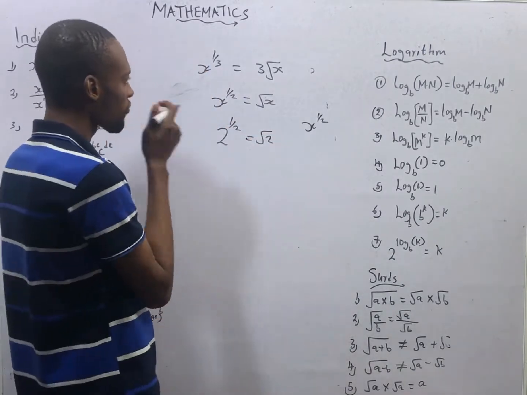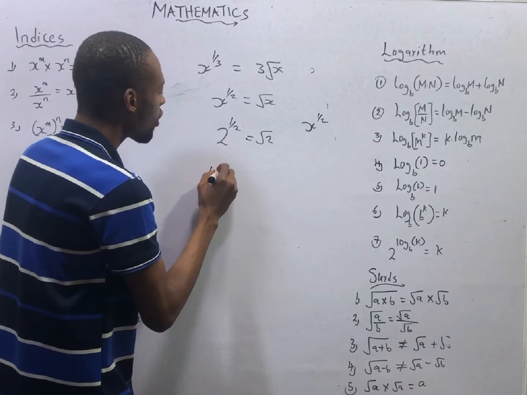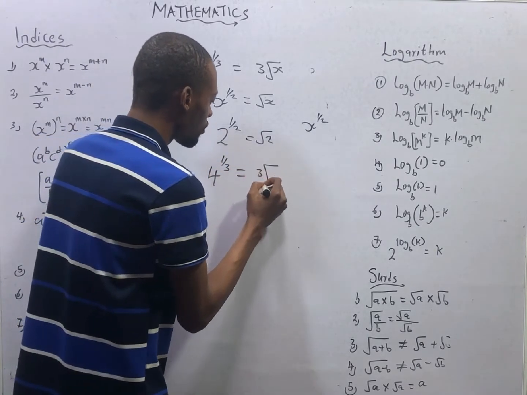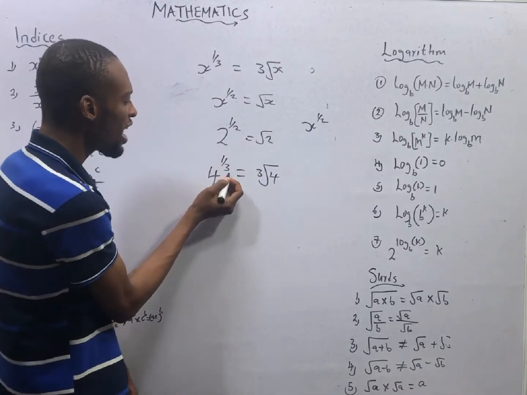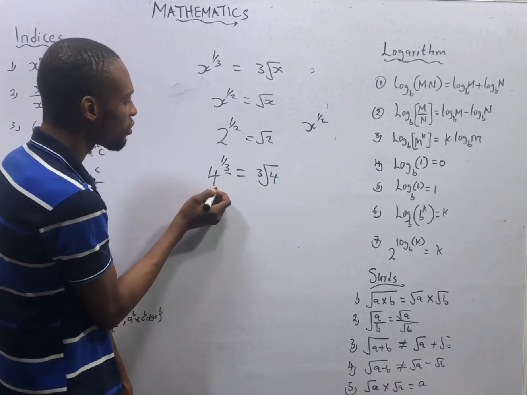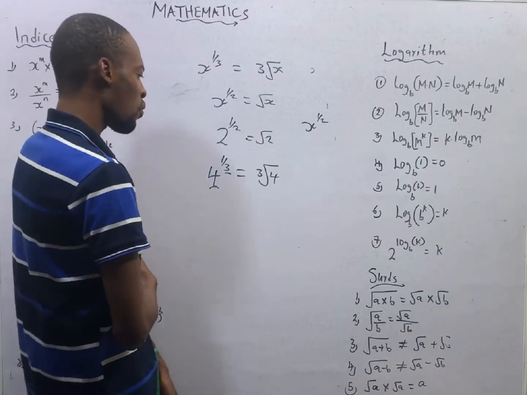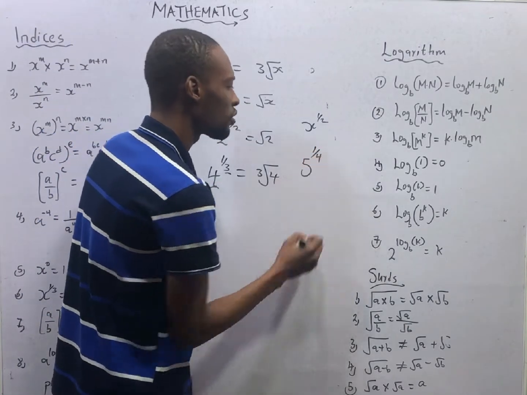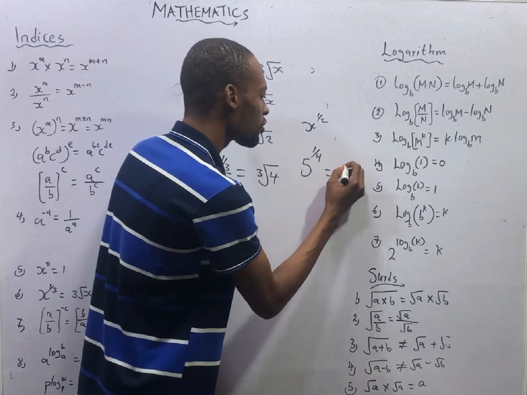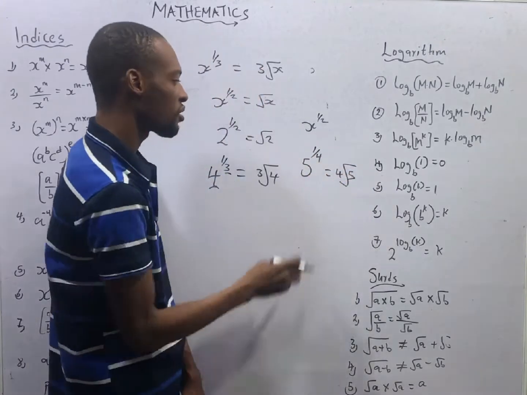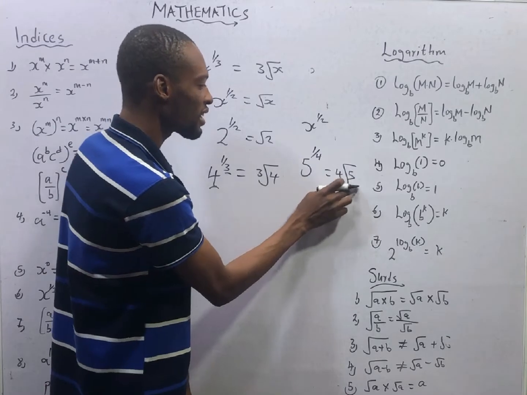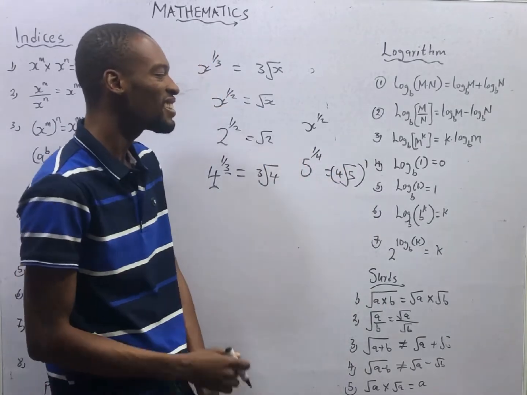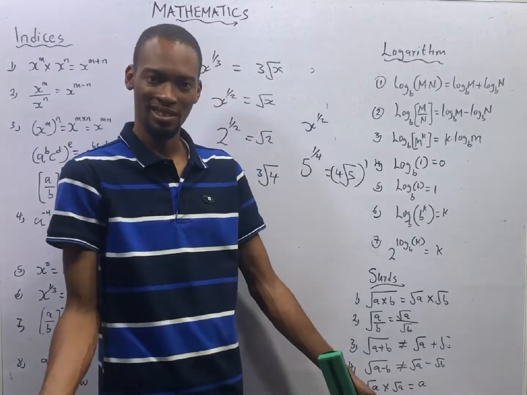If I say 4 raised to the power of 1 over 3, this is the same thing as cube root of 4. So the one at the bottom forms the root, this one will be inside the square root. What if I say 5 raised to the power of 1 over 4? This is the same thing as the fourth root of 5. So this one will be here, this one will be inside here. Then the one at the top will be like this. But anything raised to the power of 1, the value remains the same.